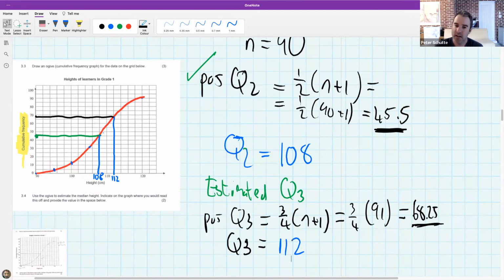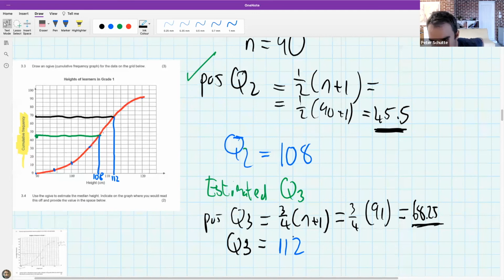So now I want to challenge you to think about, what does this actually mean? So this means that 75% of students are basically between 90 and 112 centimeters in height. The remaining 25% of students are between 112 centimeters and 120 centimeters in height. So the upper quartile divides the lower 3/4 from the upper quarter of the data.